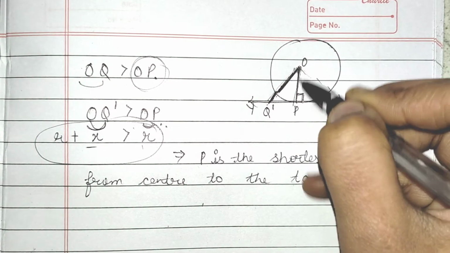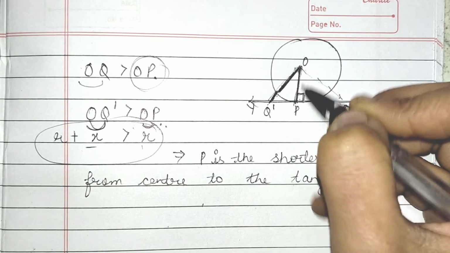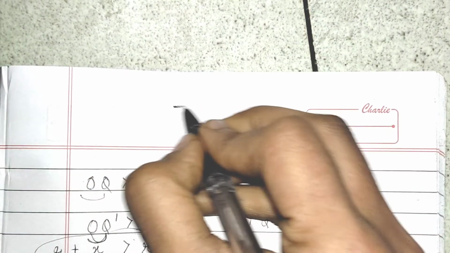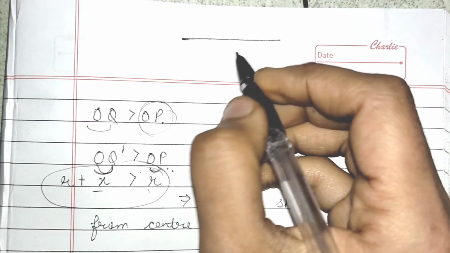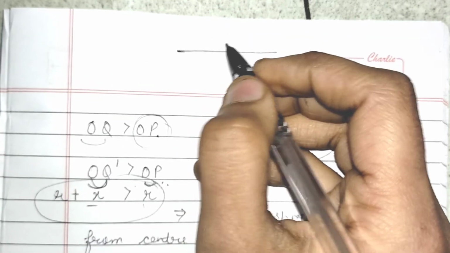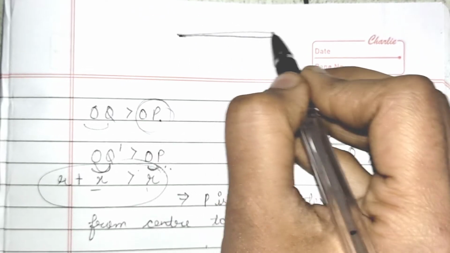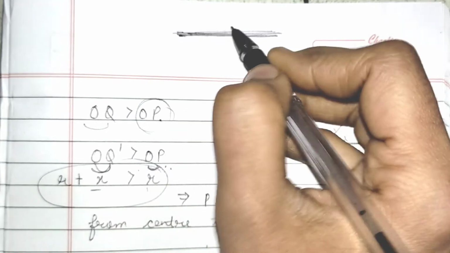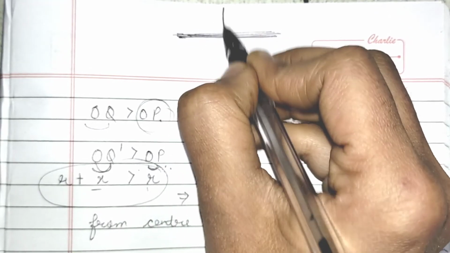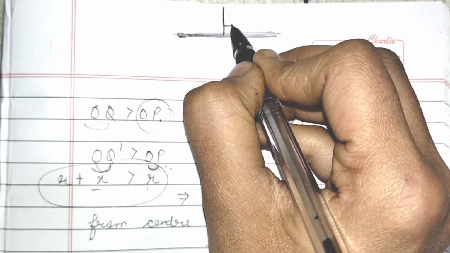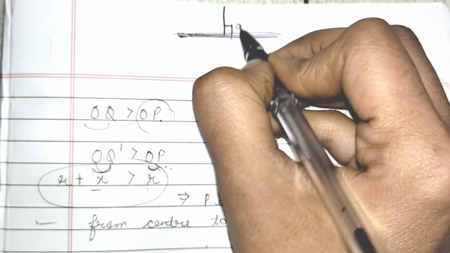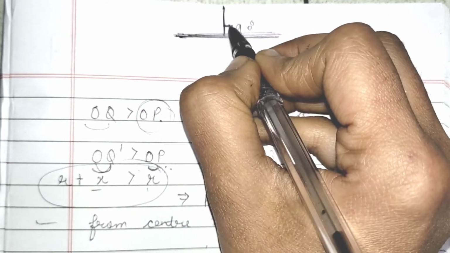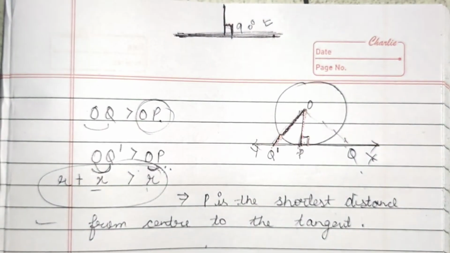Okay, so the shortest distance is what? The shortest distance is always a straight line. So if you draw angles on any straight line, the angle which makes 90 degrees is always a straight line, right? So whenever there is a straight line on another line, what angle does it make? It makes an angle of 90 degrees.